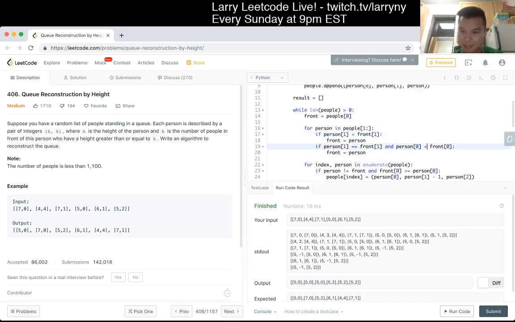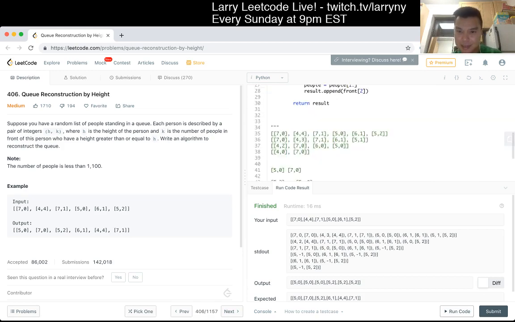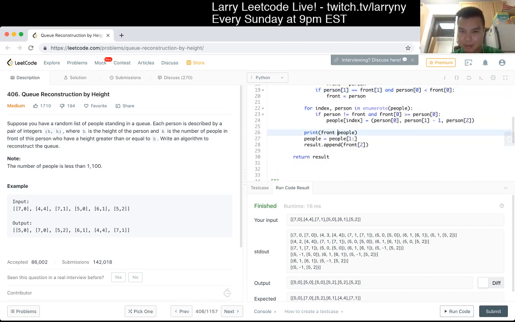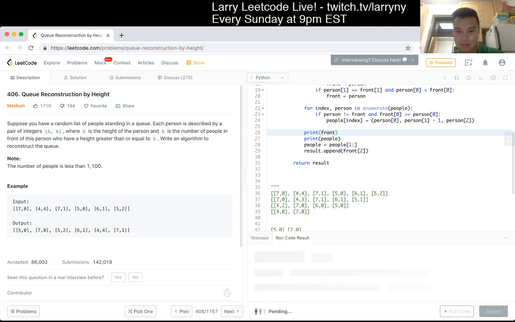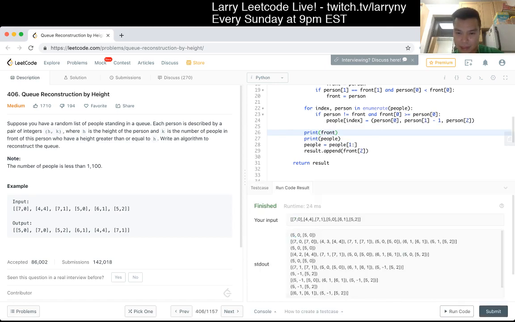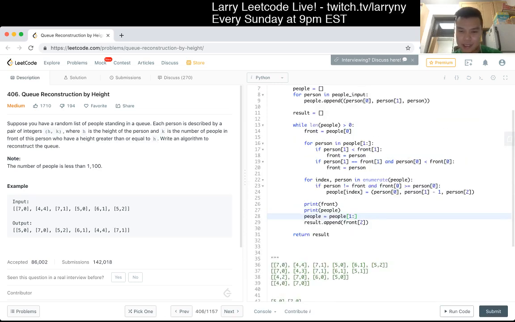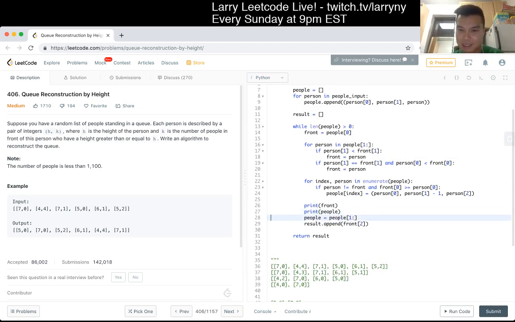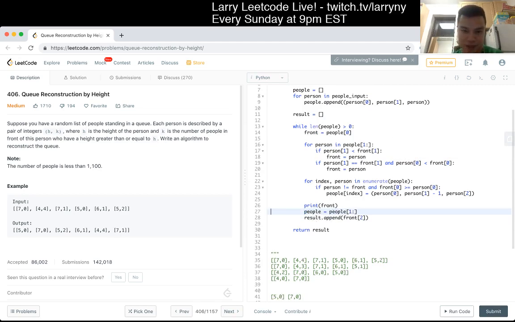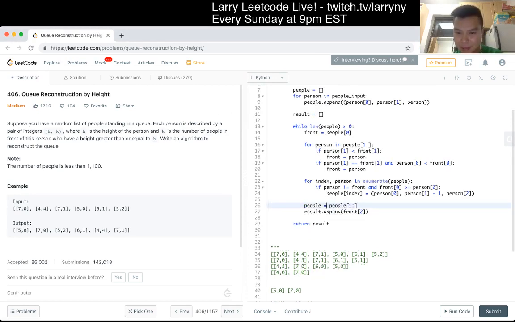Oh, maybe I got this sign wrong. But no, that's not right. What is right for them? I treated this like a queue, so I popped out the front, but actually what I need to do is remove one button. I need to remove front. Okay.